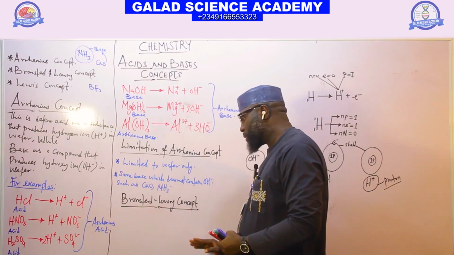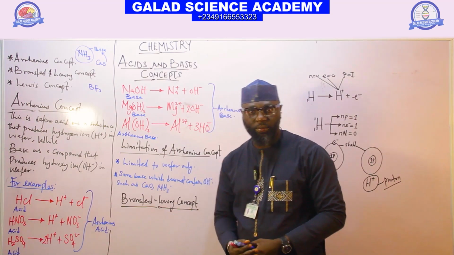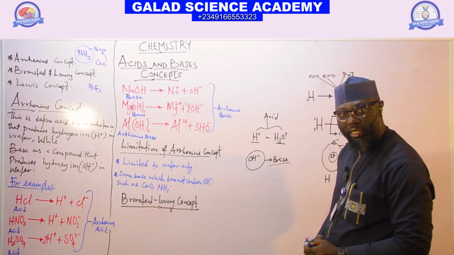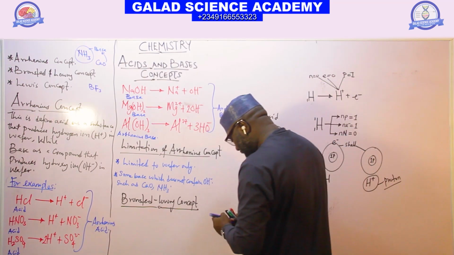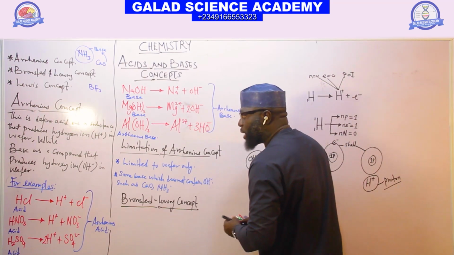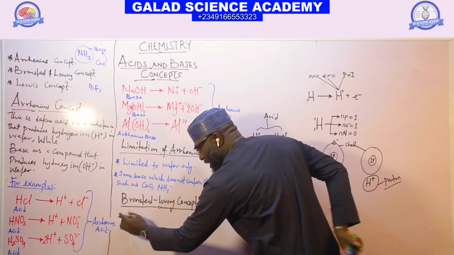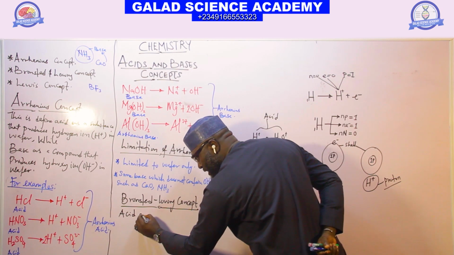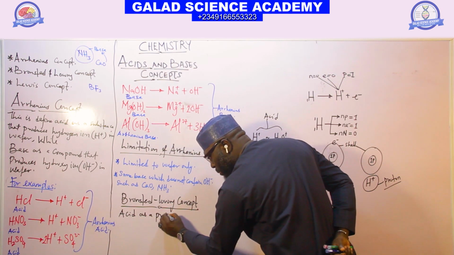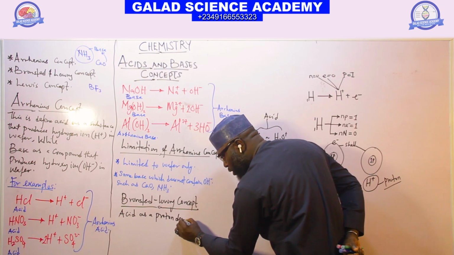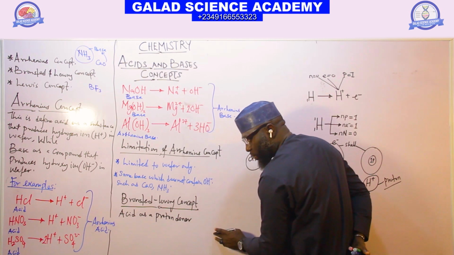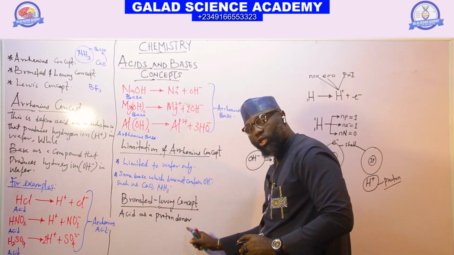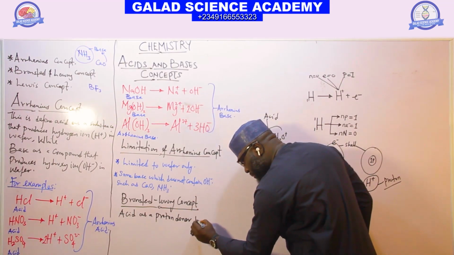the Bronsted-Lowry concept of acid. So this Bronsted concept defines acid as a proton donor. Bronsted defines acid as a proton donor.